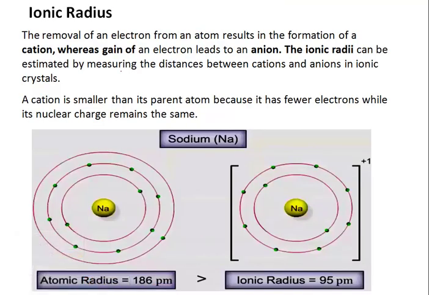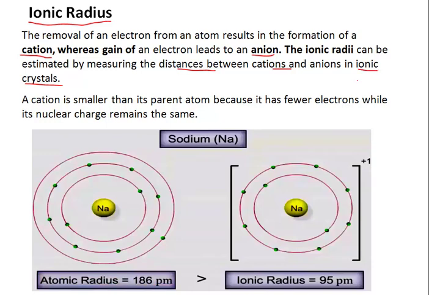The next topic is ionic radius. In case of ions, whatever is the distance will be called the ionic radius. There are two types of ions. One, cations, which are formed by loss of electrons, and when there is gain of electrons, this leads to the formation of anions. Their radius will be called ionic radius. So the ionic radius can be estimated by measuring the distance between the cations and anions in an ionic crystal.